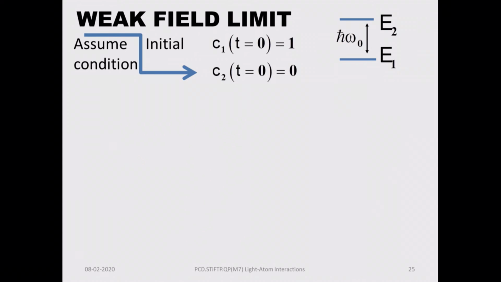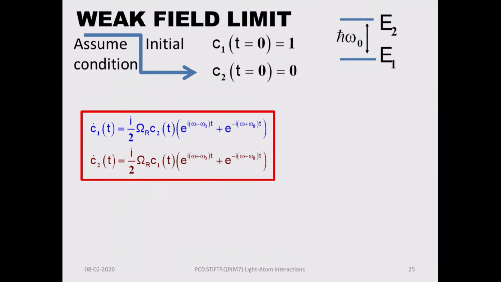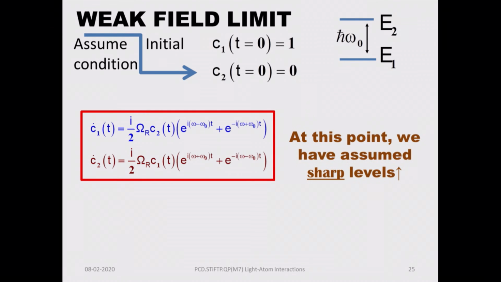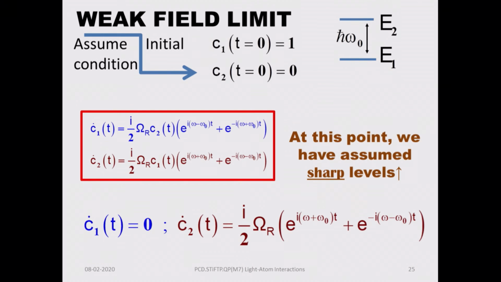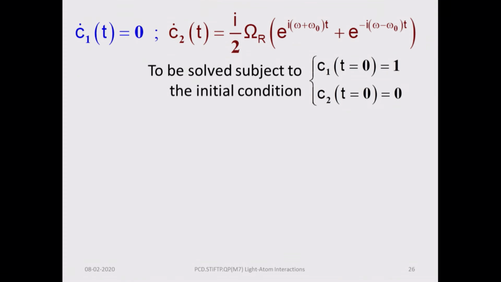Now, in the weak field limit, we have to solve these coupled differential equations. We have not considered the width of the levels as yet, so just keep that at the back of your mind. And you now have, with the initial conditions C1 equal to 1 and C2 equal to 0, the C2 dot will be given by this. C2 dot is the time derivative of C2. So, you solve for this differential equation subject to initial conditions.